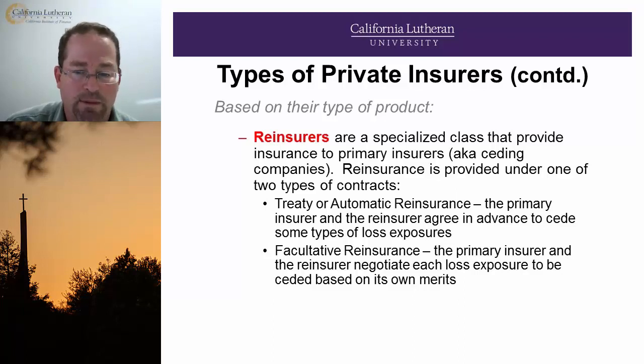Reinsurance is provided under one of two types of contract: treaty or automatic reinsurance, where the primary insurer and the reinsurer agree in advance to cede some type of loss exposure, and facultative reinsurance, where the primary insurer and reinsurer negotiate each loss exposure to be ceded on its own merits. You might see facultative in large life insurance cases, where, let's just say, a senior executive of a major corporation has a $20 million life insurance policy that one insurance company, knowing that there will be a payout at some point on the life, would look to diversify that risk via reinsurance to two, three, four, just depending on what their tolerance of the maximum exposure they want for a death claim.